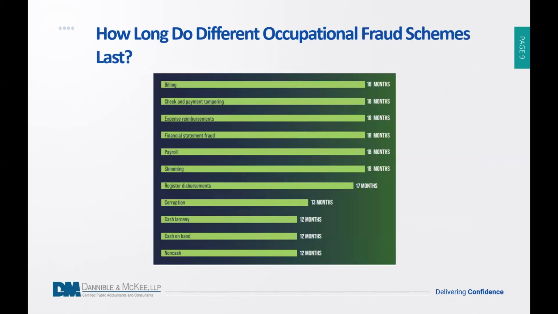So here's a chart of how long different occupational fraud schemes last, just to give you an idea. As you can see, most of them are going to be about a year and a half, for billing schemes, check and payment tampering, expense reimbursements, financial statement fraud, payroll, cash skimming, even register disbursements. These are largely going on for well over a year before it's caught. And then you have some like corruption, cash larceny, cash on hand. Maybe if those amounts are a little higher, in theft, they're going to be caught quicker, but the damage could be a lot more material as well.